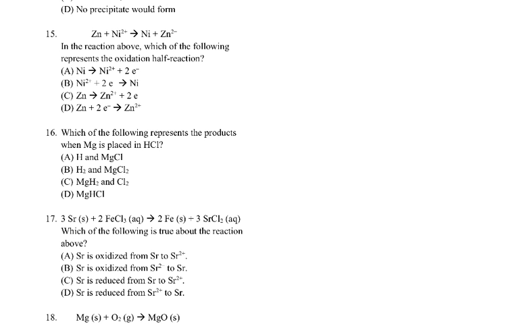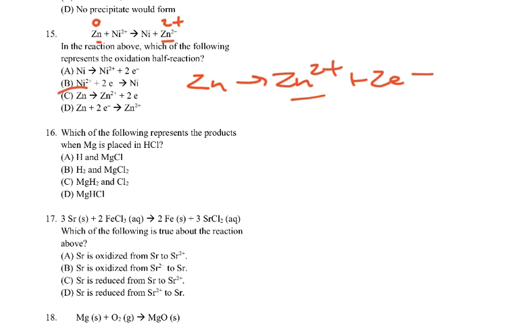Okay, in the above reaction, which represents the oxidation half-reaction? So for oxidation, we are looking for somebody whose charge is going up. So here we have zinc is 0 and it's becoming 2+, so that's the one we want. So we're going to write zinc on the left side, Zn2+ on the right side, and then we say which side is more positive. This side is more positive, so that's where we're going to put our electrons. So we're looking for that answer. Zinc turning into zinc 2+ plus 2 electrons. There it is, answer C.